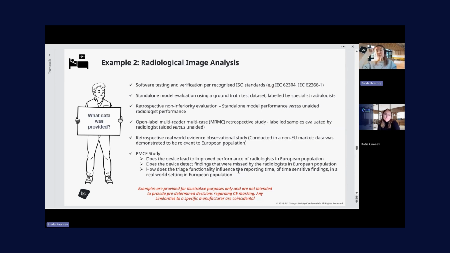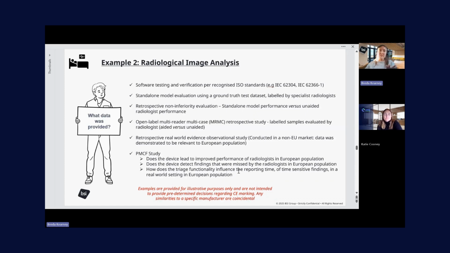So again, they had very specific objectives. It was all about gathering data on how this device actually performs in the EU market. So they were leveraging data from other jurisdictions, showed it was relevant to the EU, and then we're getting data from the EU market itself.